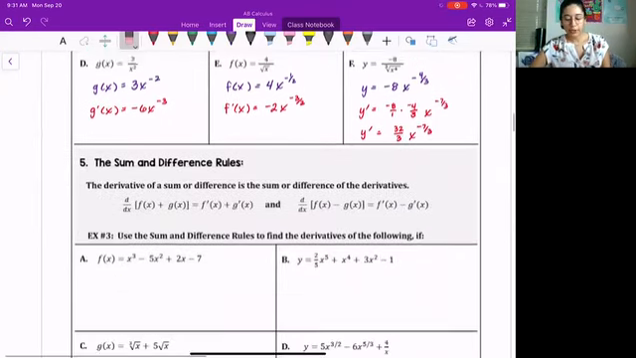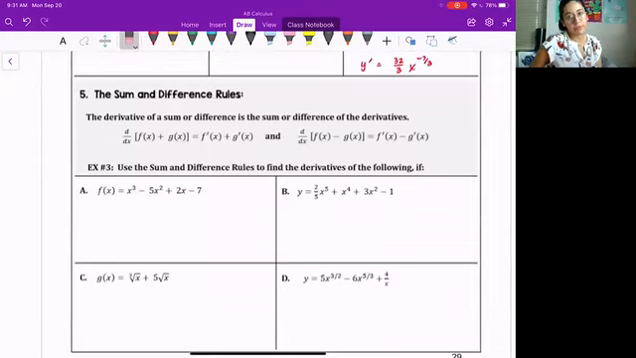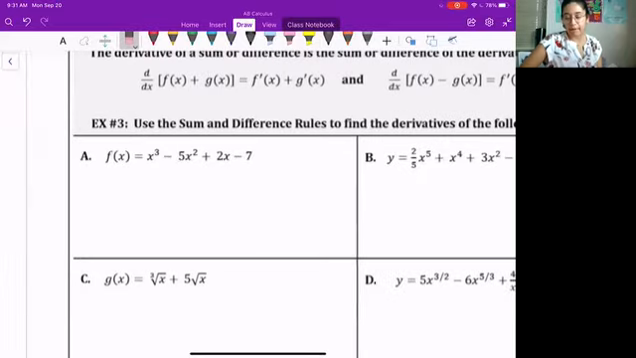Okay, now the next rule here is the sum and difference rule. This works out exactly as you hope it would. Okay, this is just saying if I have a binomial or a trinomial or any sort of polynomial that I'm adding or subtracting these terms that I could apply the power rule to, they're just saying take the derivative of each term. If there's a plus sign, you put a plus sign. If there's a minus sign, you put a minus sign. Okay, so it's not any more complicated than it's already been.